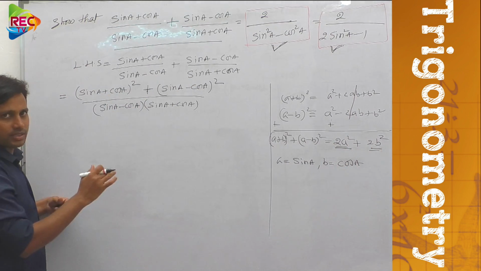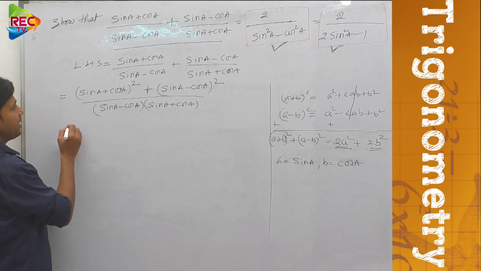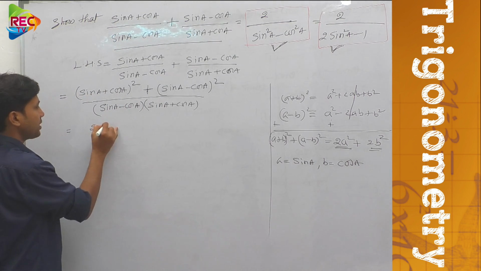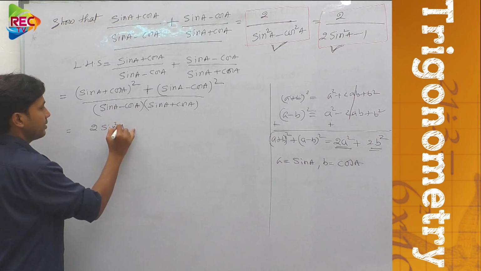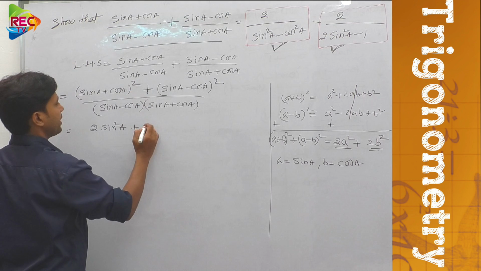Don't need to expand all this. Think smart. So 2A square. What is that 2A square? A is sin A. That is 2 sin square A, right? Plus 2B square. 2B square means 2 cos square A.